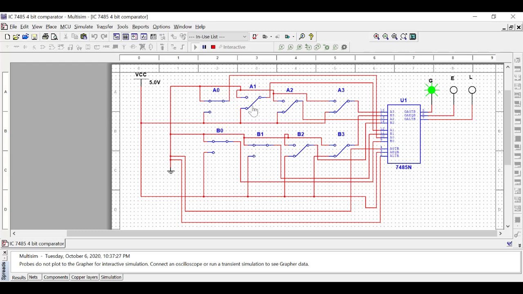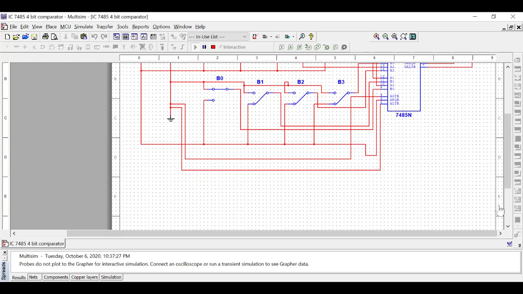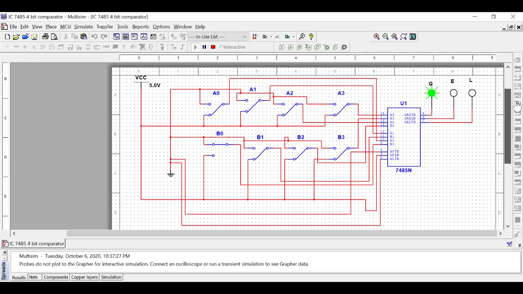If I make your A1, B1 also the same, now if you look at here, your A1 B1, A2 B2, A3 B3 are the same. If I make A0 1, I am going to get A greater than B. So this is how you can cross-check the A less than B result also.